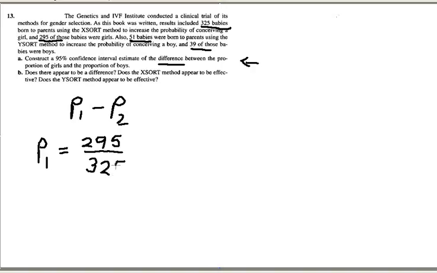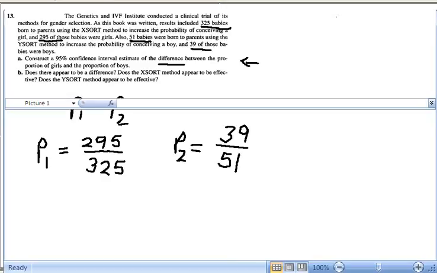And our P2 is going to be our number of boys born using the Y-sort method, or the total number of boys born over the total number of babies. So that's how we calculate P1 and P2. And now we're asked to conduct the 95% confidence interval. And I'm actually going to use my Excel spreadsheet that I've set up to do these calculations for me.